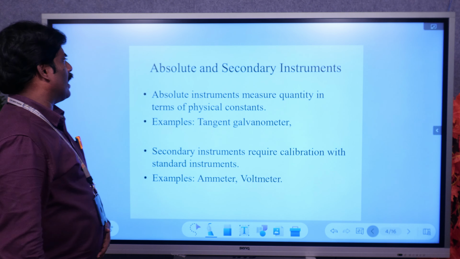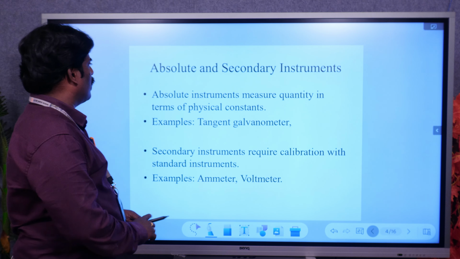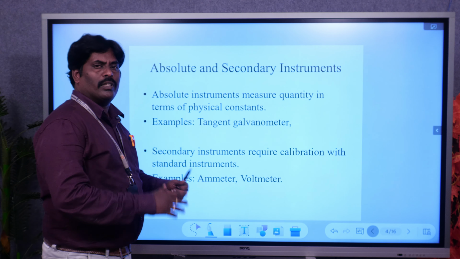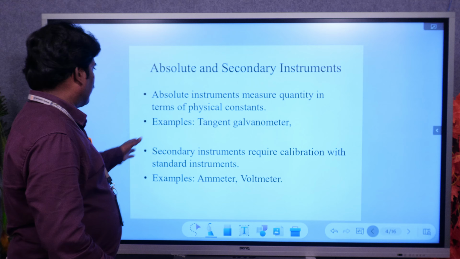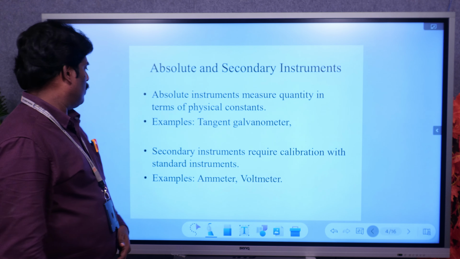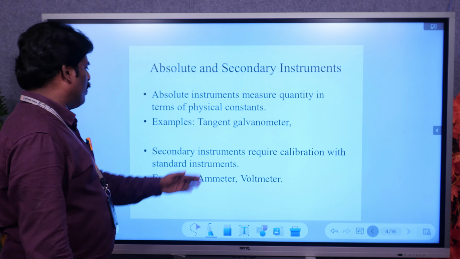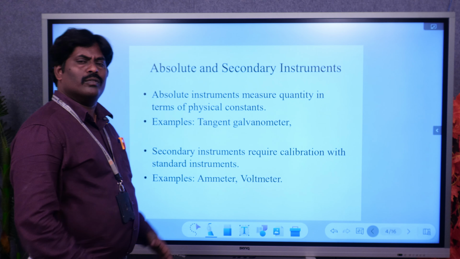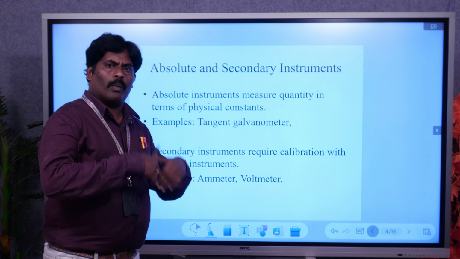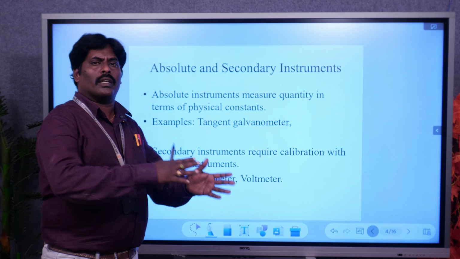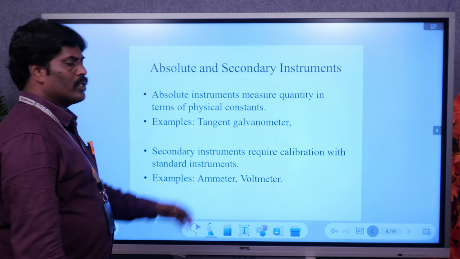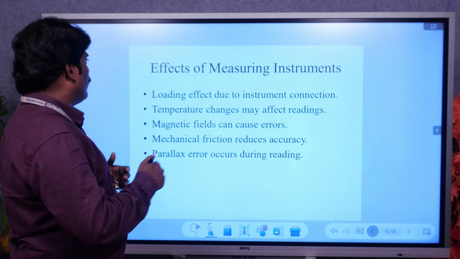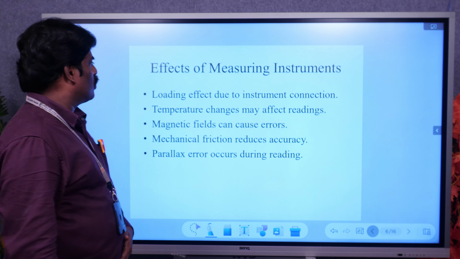Coming to absolute and secondary instruments, absolute instruments measure a quantity in terms of physical constants, which give the reading by physical quantities. Example, tangent galvanometer. Secondary instruments require calibration with standard instruments. Examples are ammeter and voltmeter. Those instruments have a pre-prepared scale, and the pointer moves on the scale. This type of instrument is called a secondary instrument. Many effects need to be controlled in measuring instruments.